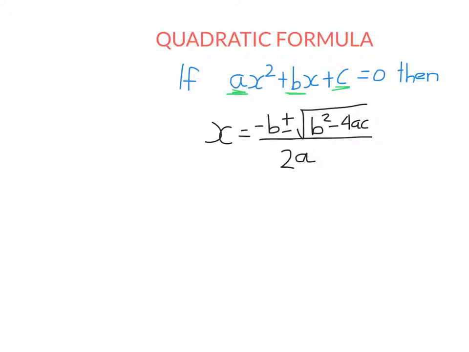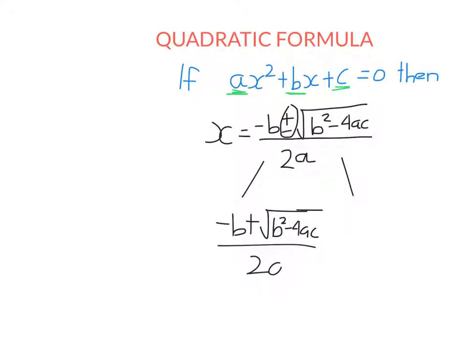So this formula is complicated, but notice this thing here means plus or minus. So this sometimes leads to two solutions. There are actually two solutions. The first one is minus b plus the square root of b squared minus 4ac over 2a, and the second solution is minus b minus the square root of b squared minus 4ac over 2a.